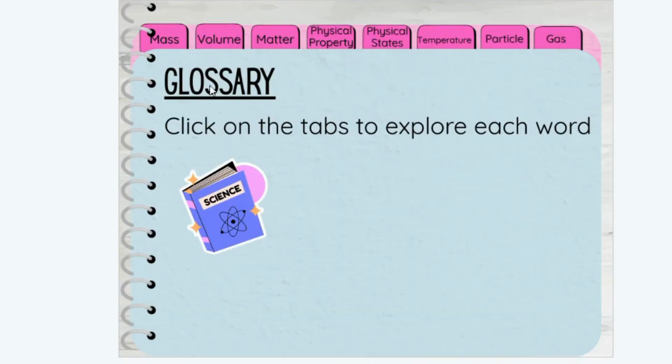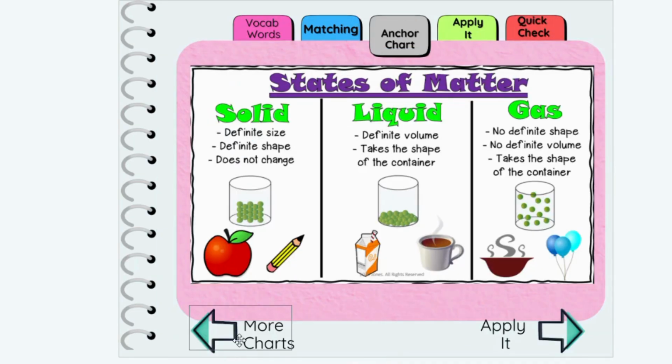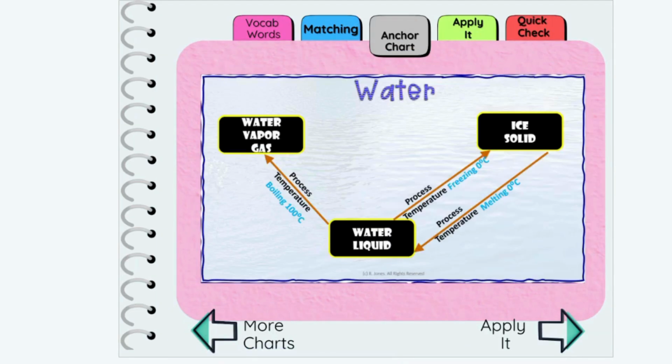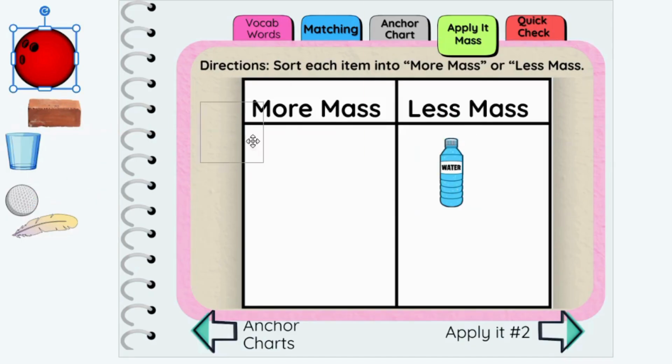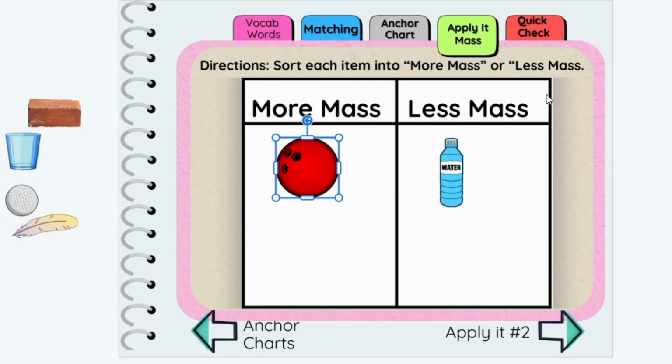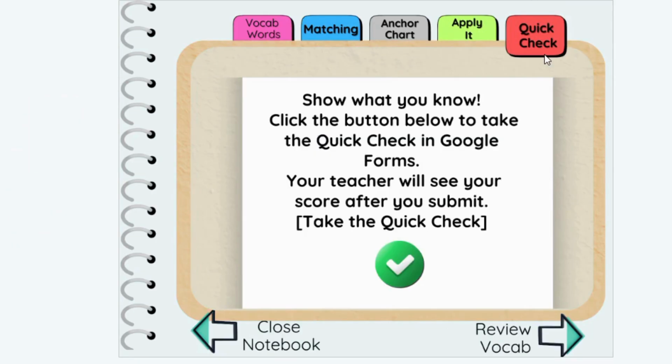So here is a view of the interactive notebook. You can see there are vocabulary cards, there's anchor charts, and I'll show you the apply it sorting activity. And towards the end of the interactive notebook, there's always a quick check. The purpose of the quick check is just to check the students' understanding of the vocabulary words in the unit that you just taught. Now, my notebooks follow how most curriculums teach matter throughout the year, so it fits easily into your science plans. And this is how I would implement it.